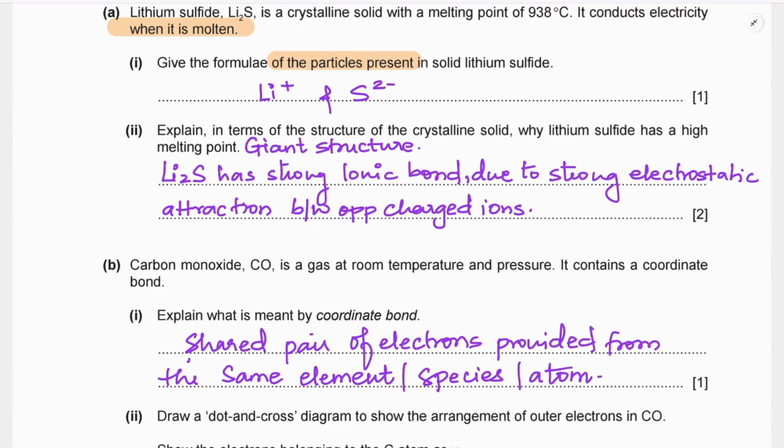Carbon monoxide is a gas at room temperature and pressure. It contains a coordinate bond. Explain what is meant by coordinate bond. So we have done this before as well. A shared pair of electrons provided from the same element, species or atom. So a shared pair of electrons from the same atom, if that is coordinated to some other atom, that pairing will be called a coordinate bond.